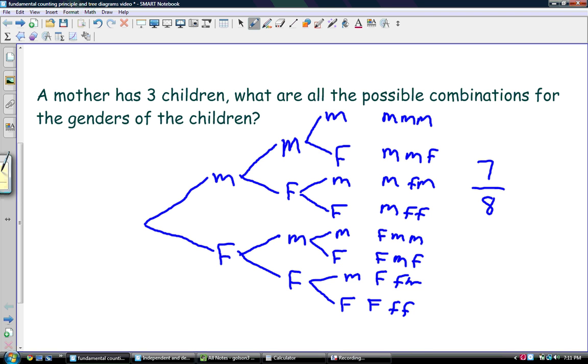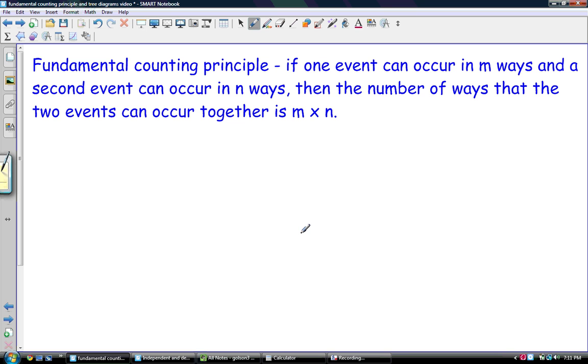This is what we use tree diagrams for. It actually shows us what the combinations are so we can then answer questions about those combinations and even probability questions. Okay? Now, the fundamental counting principle helps us count the number of combinations, but it doesn't give us any information on what those combinations actually are.